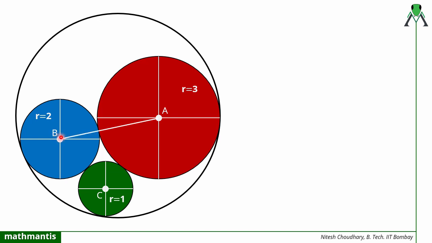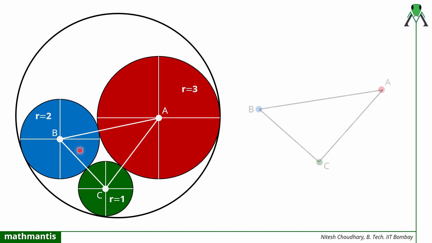I will join center A to center B, because I know that this distance is nothing but the sum of their radii. This is the condition that will apply. Next I will join B to C, the centers of these two circles touching each other externally. Next I will join C to A, because these two circles are also touching each other externally.